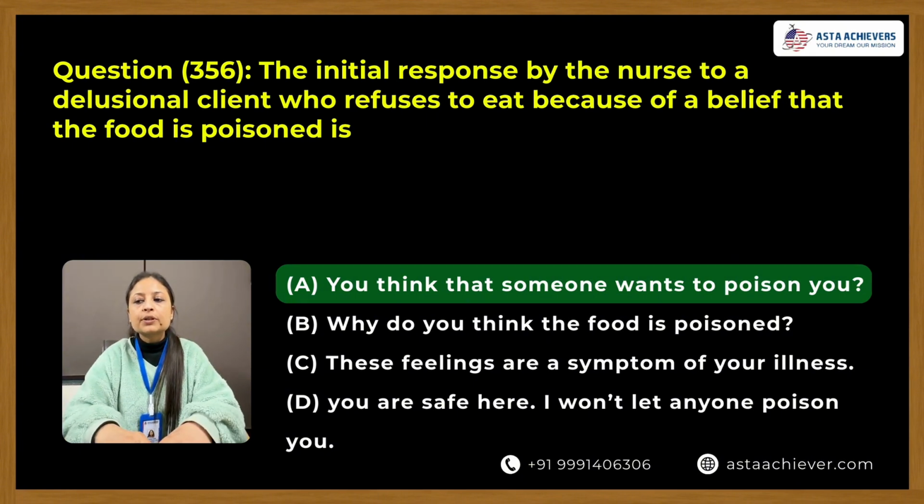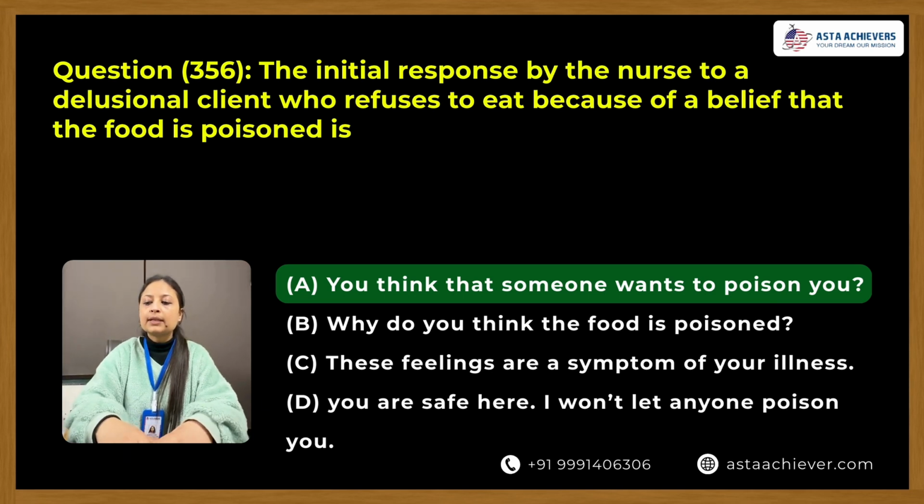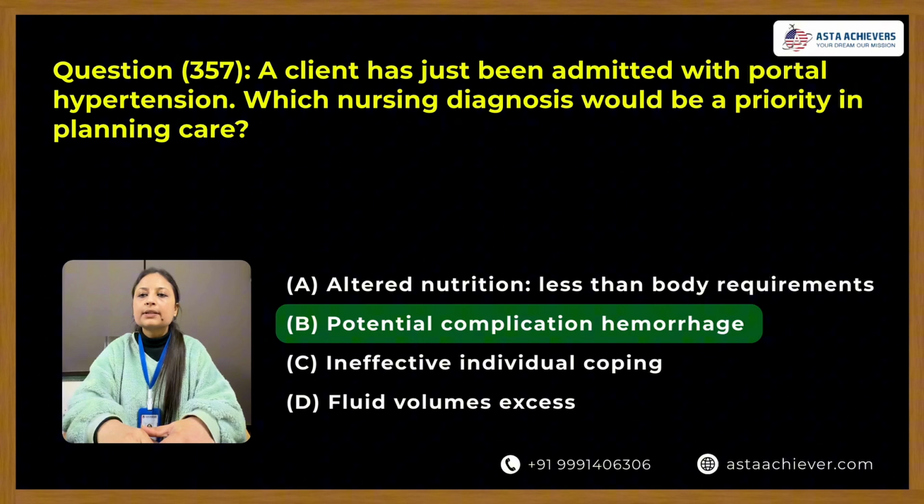So option A, you think that someone wants to poison you is the correct answer in case of delusion, because this response acknowledges the perception through a reflective question which presents the opportunity for further discussion, clarification of the meaning and exploring the doubt of the patient. Question number 357.